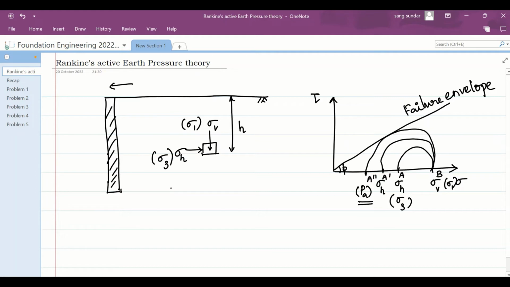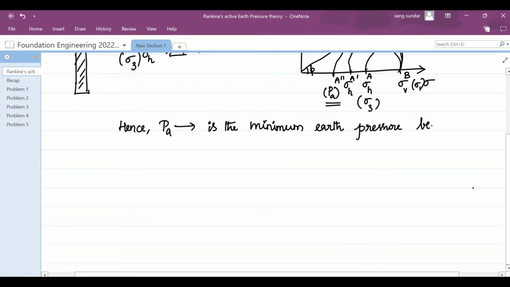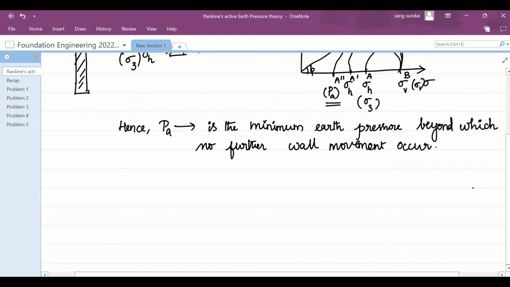You can denote it, hence PA is the minimum earth pressure beyond which no further wall movement is being observed. Right?